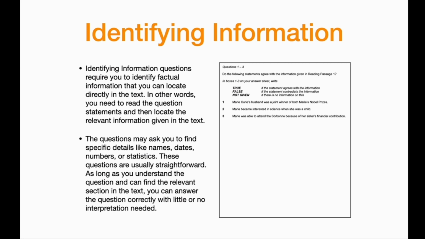Identifying information. Identifying information questions require you to identify factual information that you can locate directly in the text. In other words, you need to read the question statements and then locate the relevant information given in the text. The questions may ask you to find specific details like names, dates, numbers, or statistics. These questions are usually straightforward. As long as you understand the question and can find the relevant section in the text, you can answer the question correctly with little or no interpretation needed.